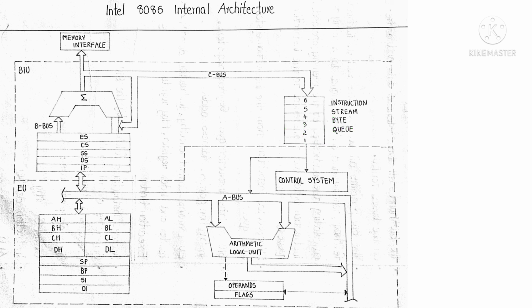At the same time, the execution unit will take the instructions from the queue, decode the instruction and execute that instruction. Then the next instruction will be taken from the queue and will be decoded and executed by the execution unit.